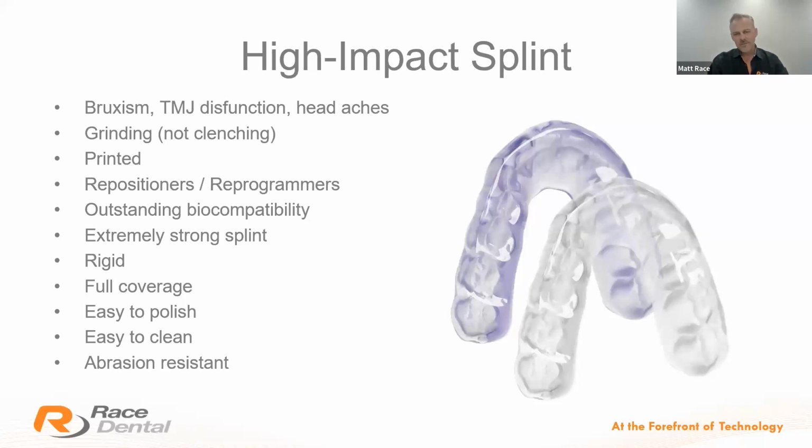Outstanding biocompatibility, extremely strong, and this is probably one of our, if not the strongest, splints. It is rigid, so really good for a Michigan type splint and deprogramming splints. As I mentioned, it's posterior full coverage, so great for that Michigan setup and grinding, not so good for clenching. It's easy to polish, so if you do make some adjustments chair side, very easy to polish. Extremely easy to clean, and I think this is one of the major benefits of our printed splints over traditionally manufactured or heat cured splints.